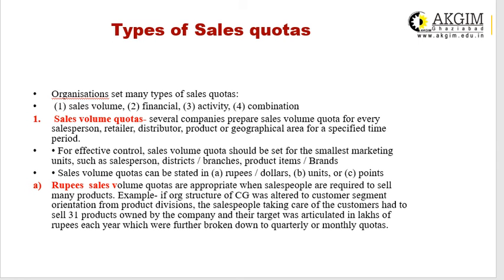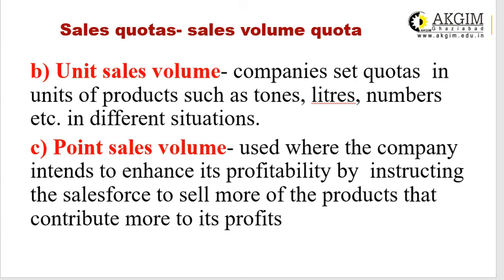For example, if the organizational structure of Crompton Greaves was altered to customer segment orientation from product division, the salespeople taking care of the customer had to sell 31 products owned by the company, and the target was articulated in lakhs of rupees each year, which were further broken down to quarterly or monthly quotas. So that is a sales volume quota, where the salesperson has to sell a particular sales volume of the product.